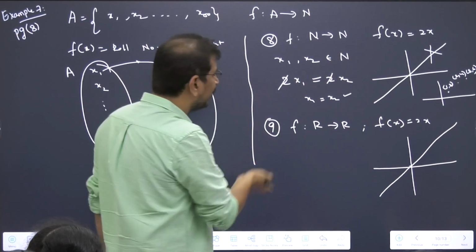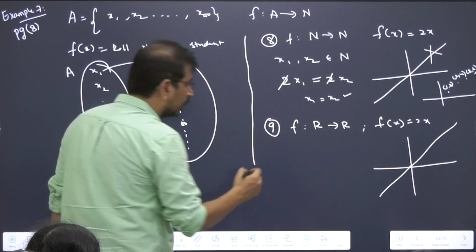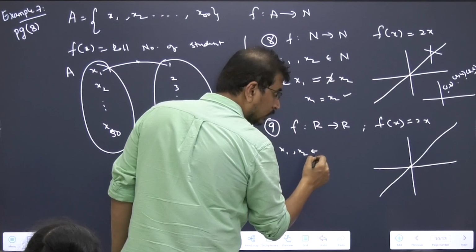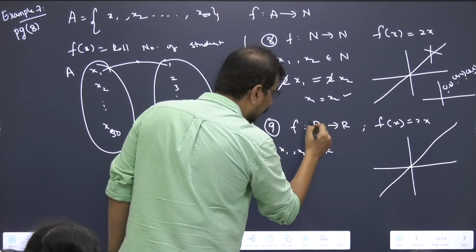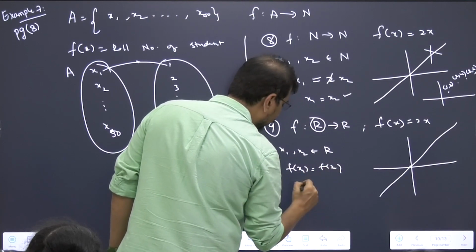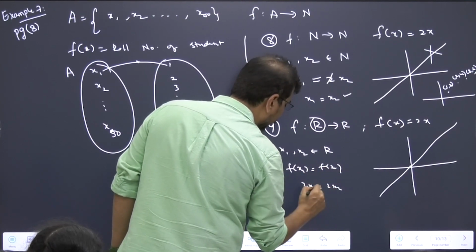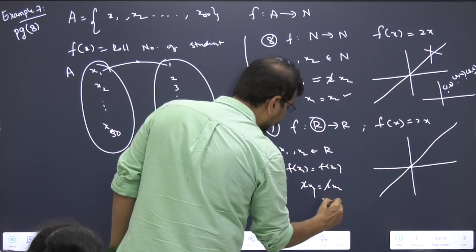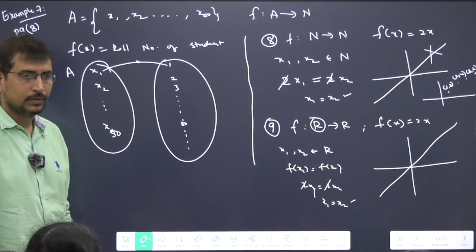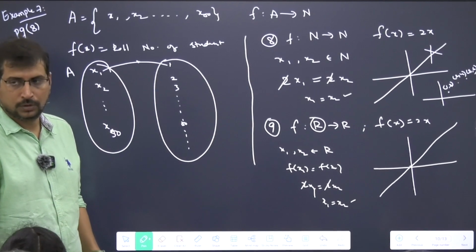So obviously you know the steps. x1, x2 belongs to, this time instead of N, it is going to be R. So f of x1 is equal to f of x2. So 2x1 is equal to 2x2. Cancel 2 and 2, x1 will be equal to x2, and we are done. It's simple.